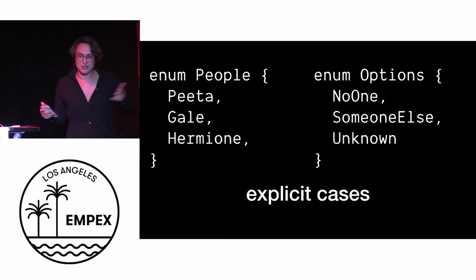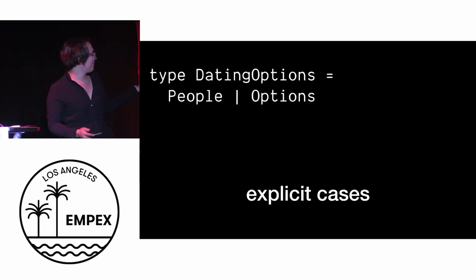So now we have a more complete picture of what the different ways something can exist and not exist are. And so basically the type for this dating options survey would just be people or the options from before. It's a union of those two particular enums. So that solves the problem of throwing away data, right? We have all the options, and then we take the ones we care about.